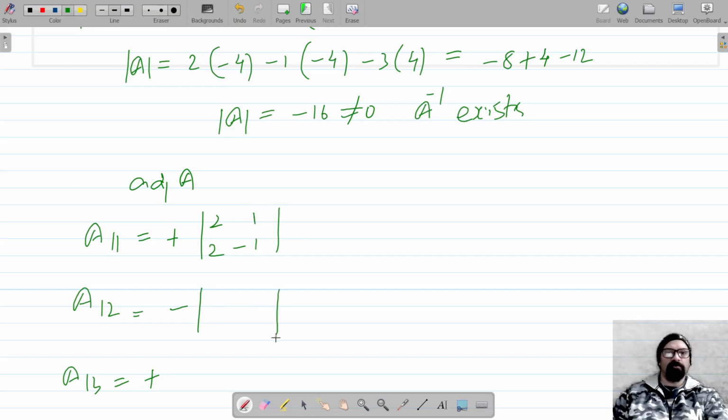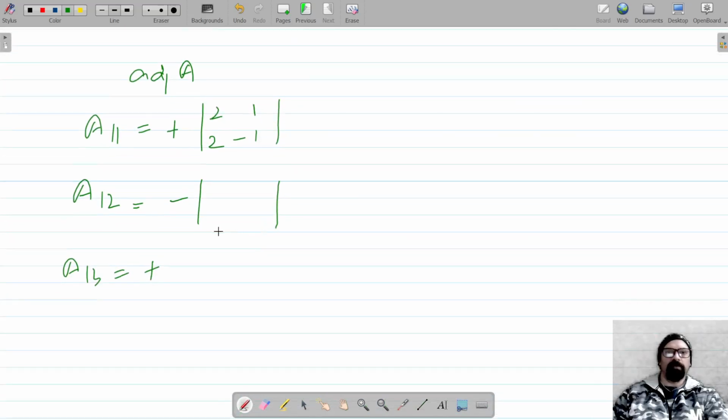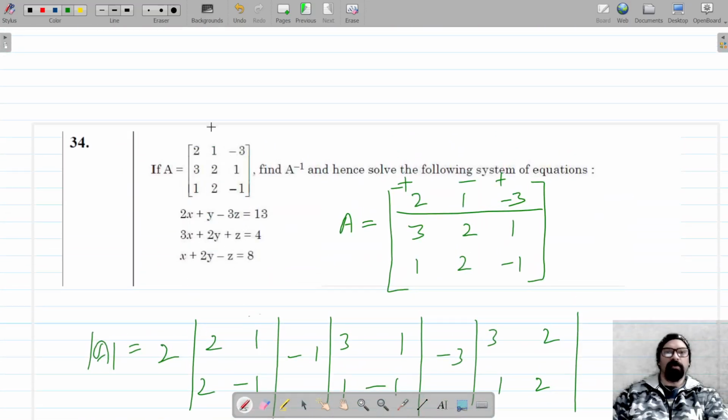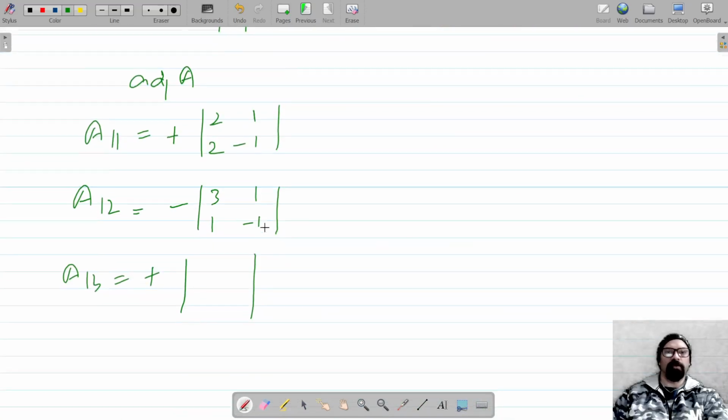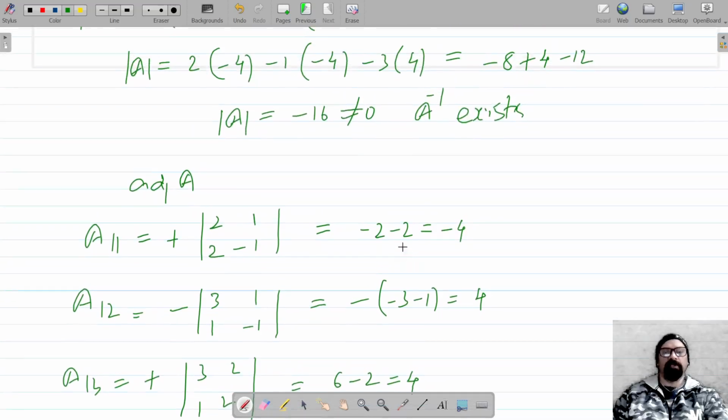For A12, removing the row and the column gives 3, 1, 1, negative 1. And removing the row and the column for A13, we are left with 3, 2, 1, 2. Now the first is negative 2, negative 2, which is negative 4. The second is negative of negative 3, negative 1, which is 4. And the third is 6 minus 2, which is 4.